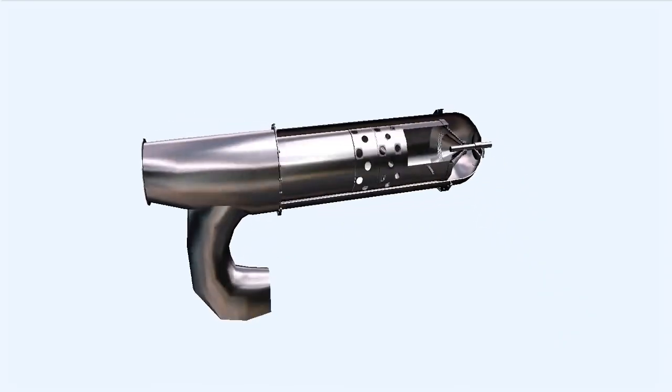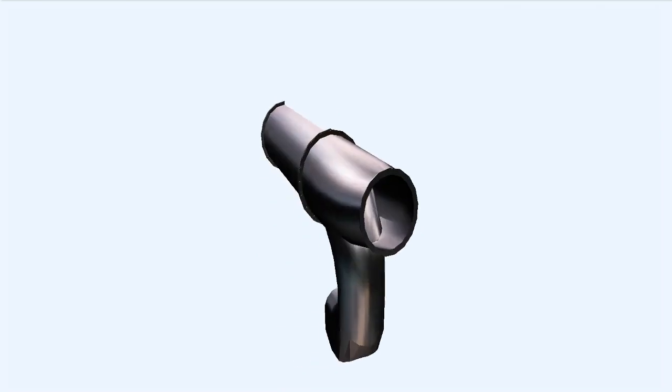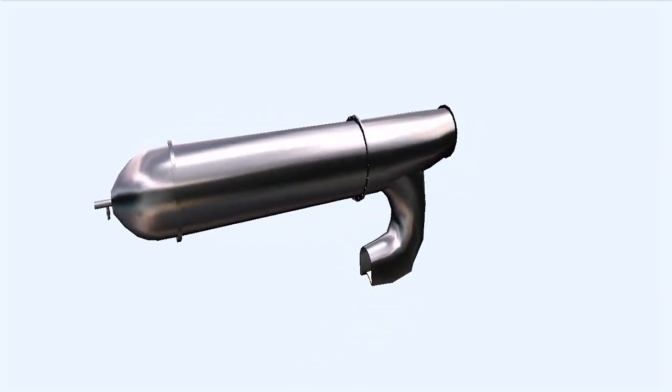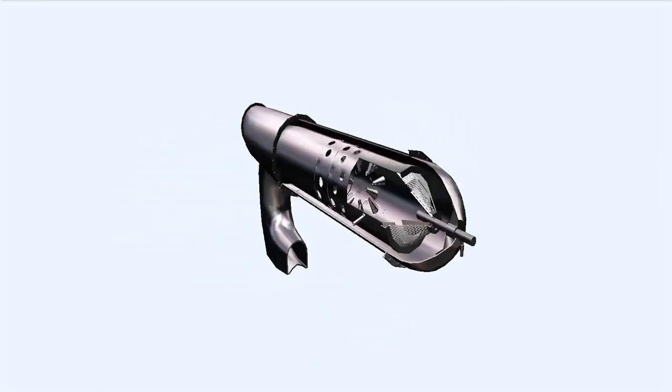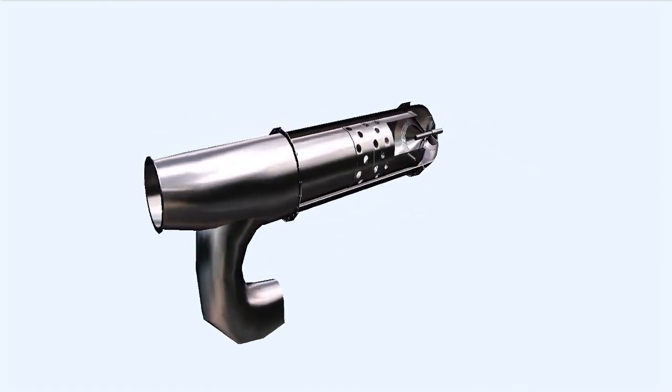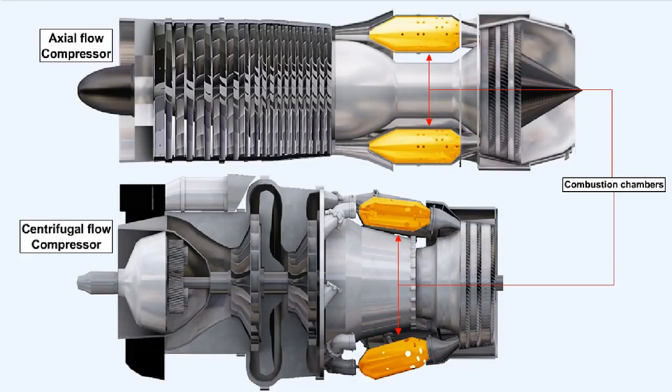The straight-through flow multiple combustion chamber system was developed from Sir Frank Whittle's original design, which was supplied with air by a centrifugal compressor. The straight-through combustion chamber system was later used on some earlier types of axial flow engines, and is still in use on centrifugal compressor engines such as the Rolls-Royce Dart.